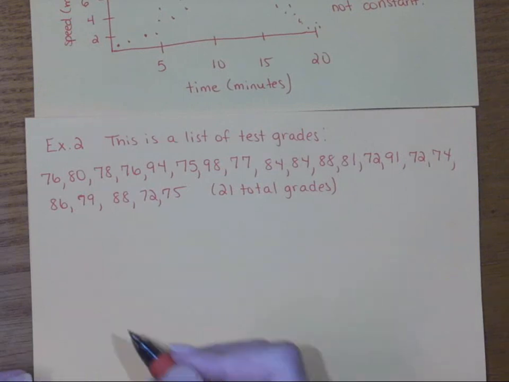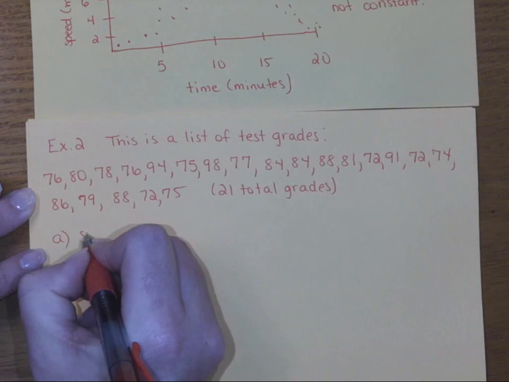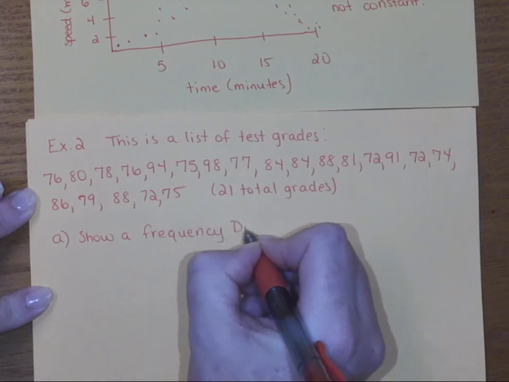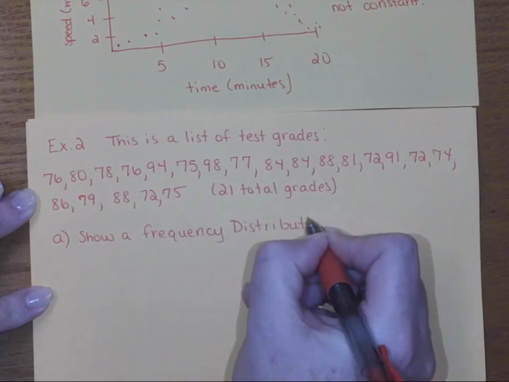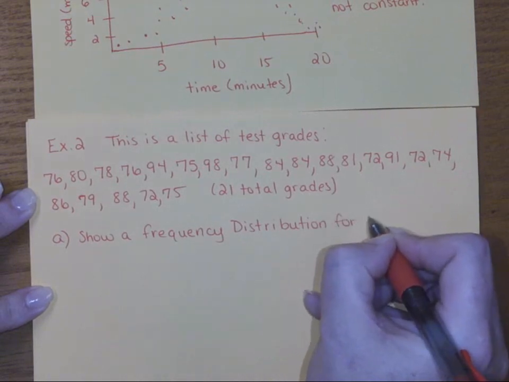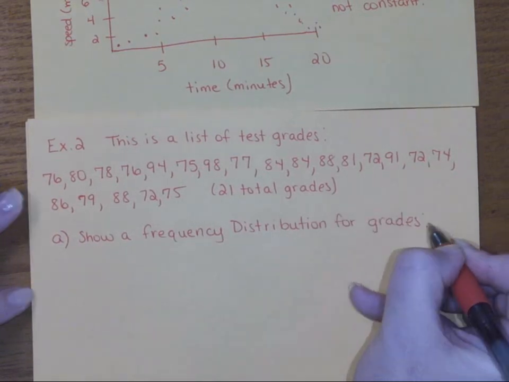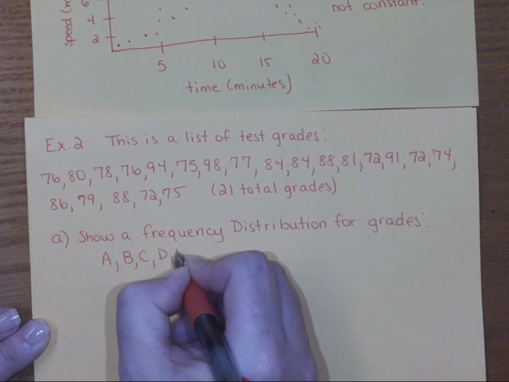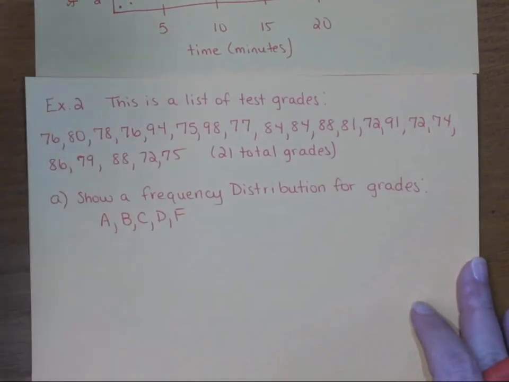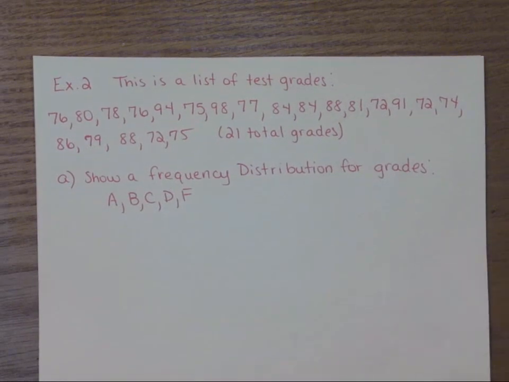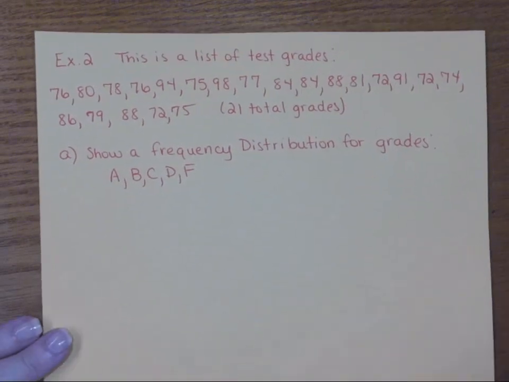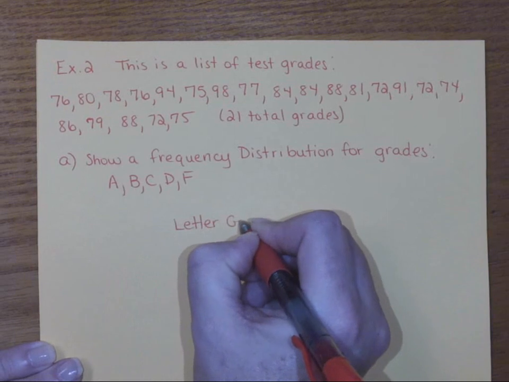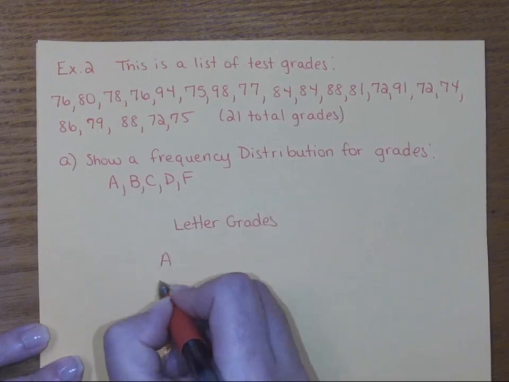All right, so first we're going to show a frequency distribution for the grades, like the letter grades. So we're going to go A, B, C, D, and F. Even though, by the way, at the elementary level and really junior high and high school, there probably isn't such a thing as a D. But we're going to go with it anyway. So this is what a frequency distribution looks like. You would title it letter grades, and then you just come up with a table.